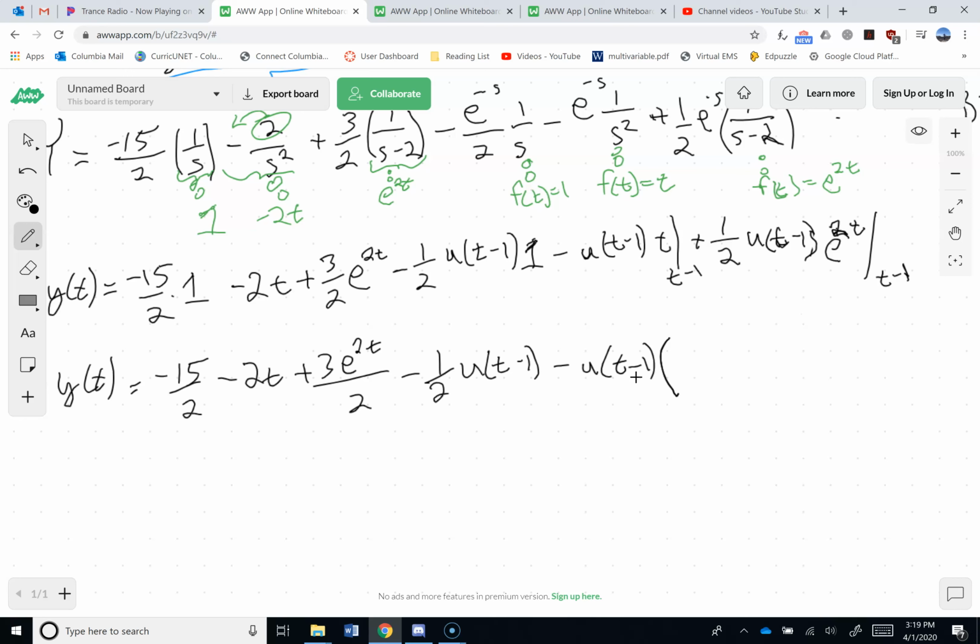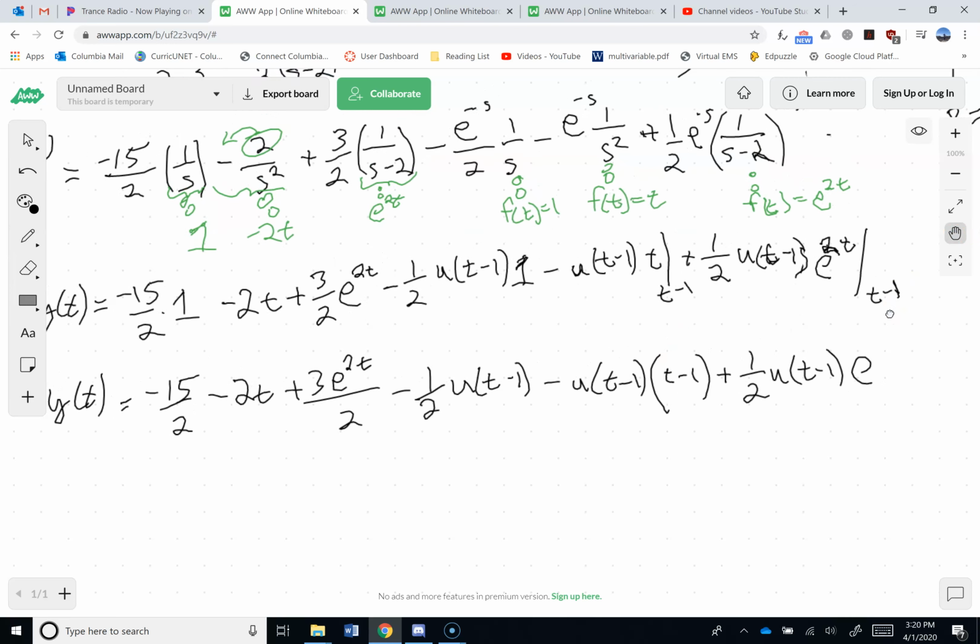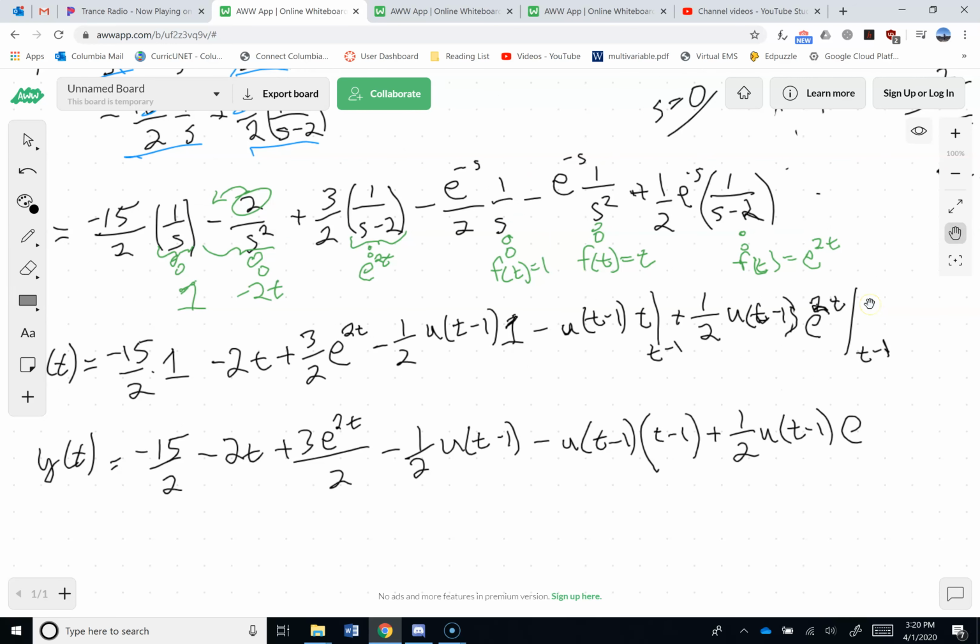T? No. T minus 1. Good. You need to plug in t minus 1 for all the t's. And so you have a t, and that t becomes t minus 1. And then I have plus 1/2 u of t minus 1. And now you have e to the t minus 1 times 2. Good. So that would be 2t minus 2.